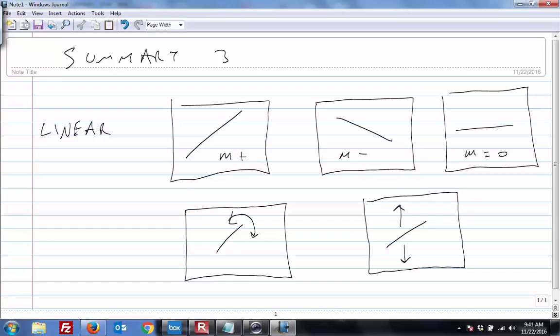So m controls that knob, if you will, and b controls that knob. Pretty simple. Those are the 2 knobs on a linear function. Okay.